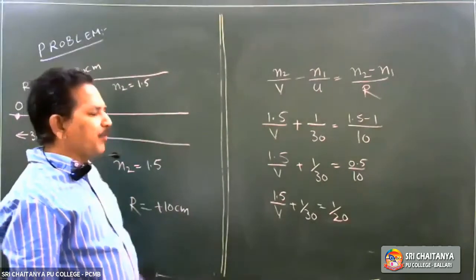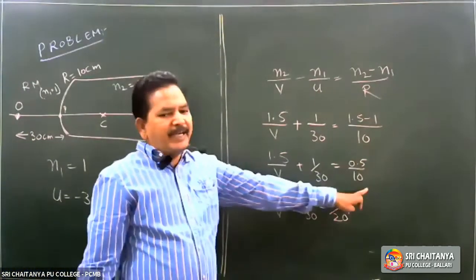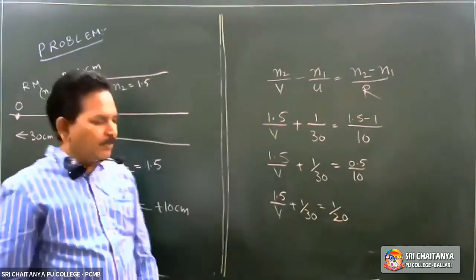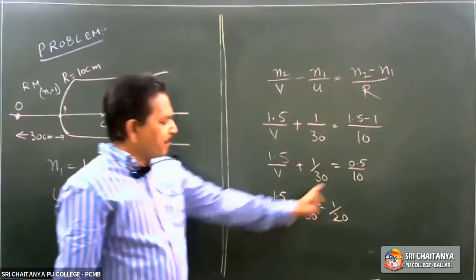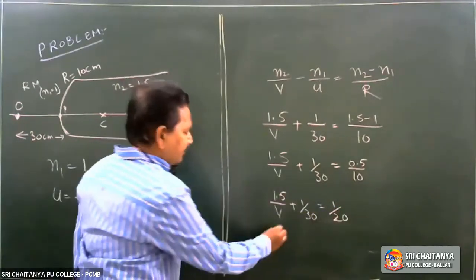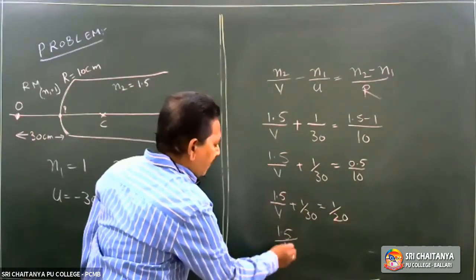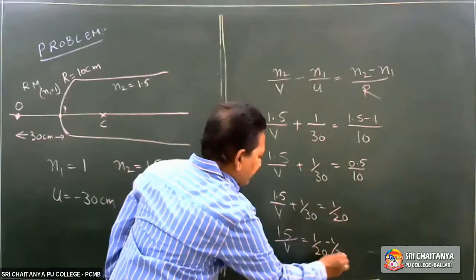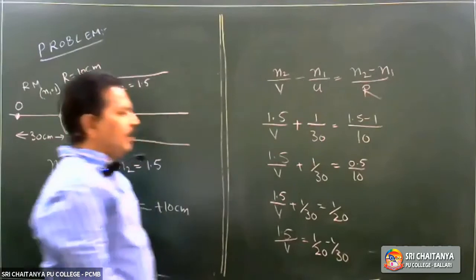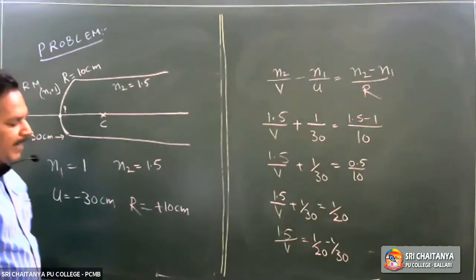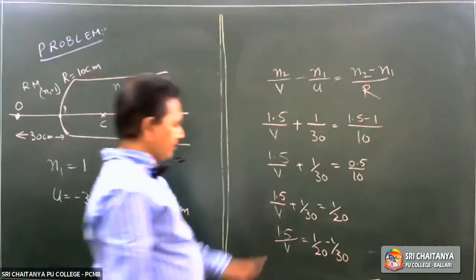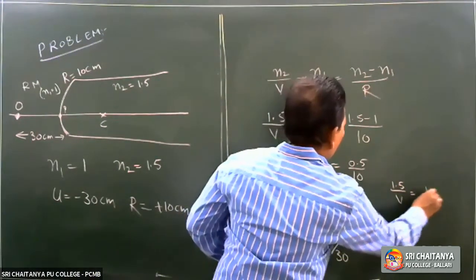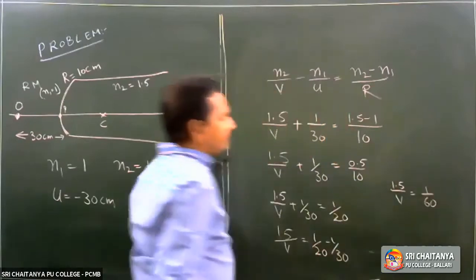How did I get 1 by 20? 0.5 is 5 by 10, so 5 by 100, and 5 by 100 is nothing but 1 by 20. Take this 1 by 30 to that side. 1.5 by V is equal to 1 by 20 minus 1 by 30.